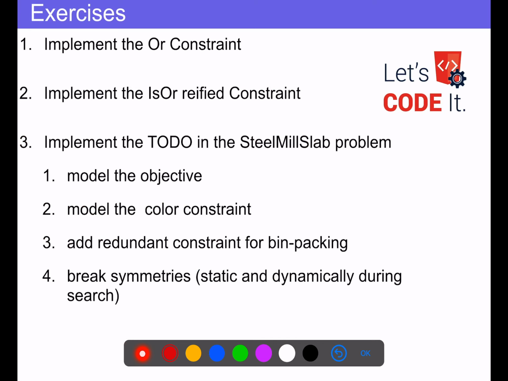During the practical session, you will implement the OR constraint using the watched literals. You will implement the is-OR constraint, and you also have some to-dos in the Steel Mill Slab model. First, you need to model the objective. You need to model the color constraints using the is-OR constraint that you just implemented before. And you will add new redundant constraints for the bin packing problem. And finally, you will break the symmetries using a static technique and using a dynamic technique during the search.